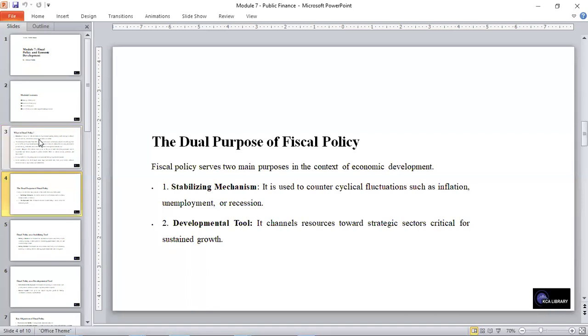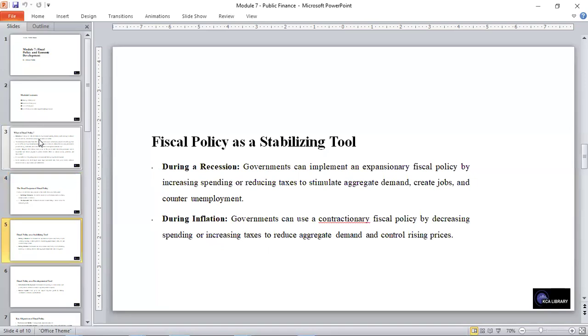And we can see the dual purpose of fiscal policy. Fiscal policy serves two main purposes in the context of economic development. The first is a stabilizing mechanism. It serves the purpose of stabilizing the economy as it is used to counter cyclical fluctuations such as inflation, unemployment and recession. And the second purpose is as a developmental tool, and it channels resources towards strategic sectors critical for sustained growth.